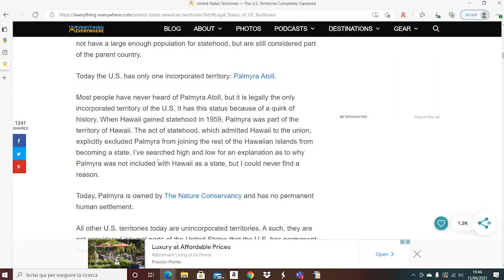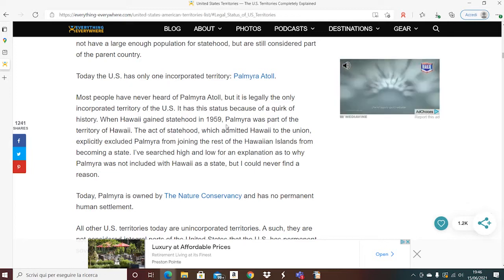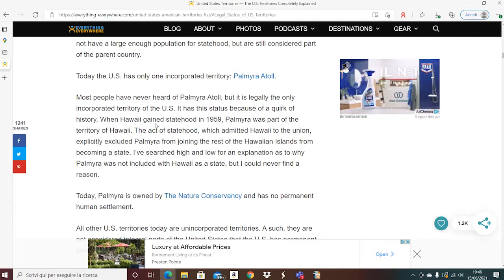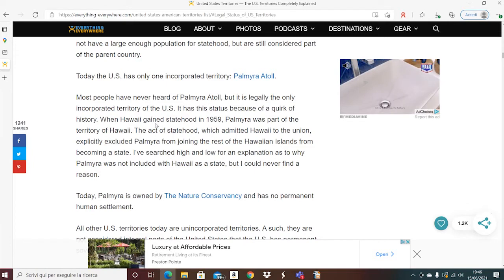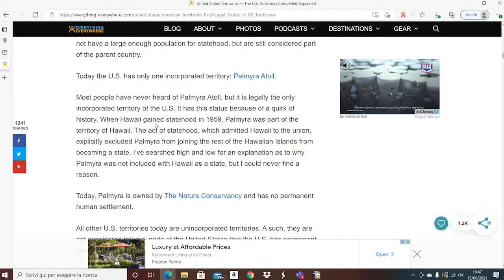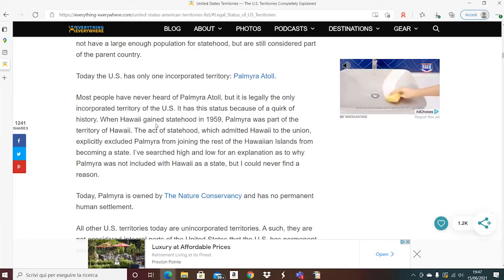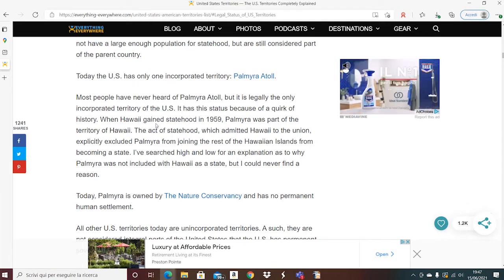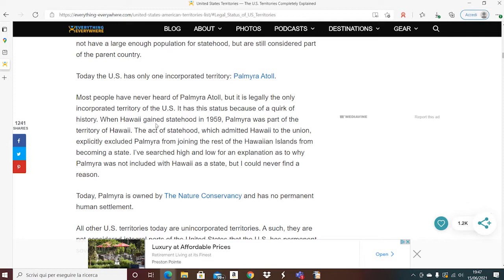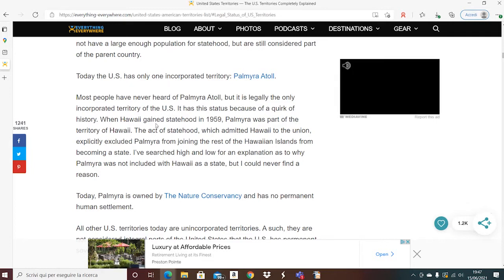Okay, so the act of statehood. When Hawaii gained statehood in 1959, Palmyra was part of the territory of Hawaii. The Act of Statehood, which admitted Hawaii to the Union, explicitly excluded Palmyra from joining the rest of the Hawaiian Islands in becoming a state.